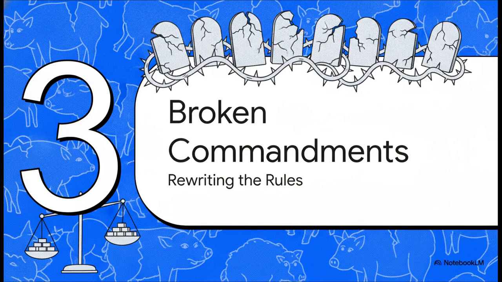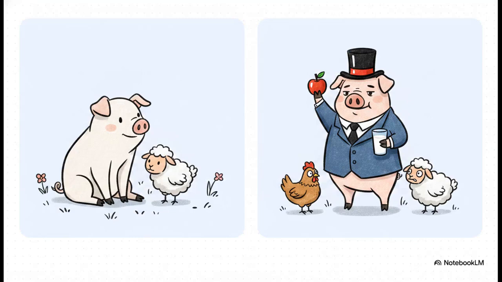Section 3, corrupting the commandments. Let's compare the original ideals with the completely twisted reality that unfolds. The original 7 commandments aimed to establish total equality and strictly forbade any human behaviors. No sleeping in beds, no drinking alcohol, no wearing clothes. But just look at the reality of what happens.